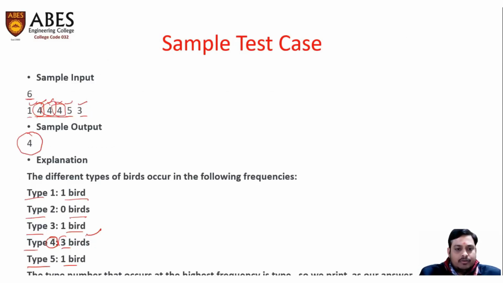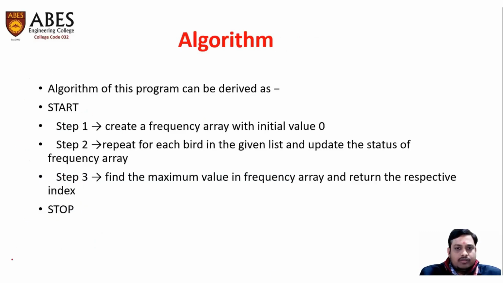So how can we solve this problem? Let's begin with the algorithm. To solve this problem, the algorithm of this program can be derived as follows. In the first step, we have to create a frequency array with initial value 0. We'll create one frequency array of a size depending on the maximum value given in the bird types. If 5 is the maximum bird ID type, we'll create a frequency array of size 5.